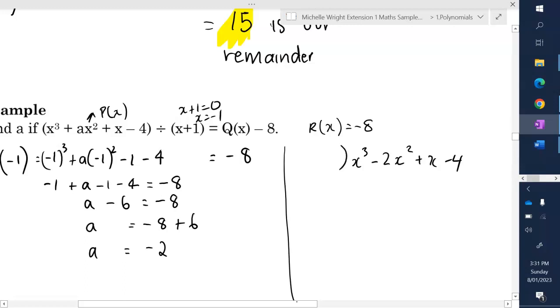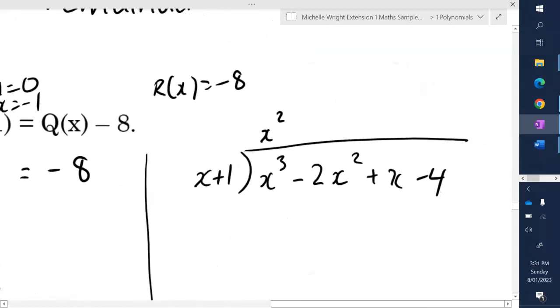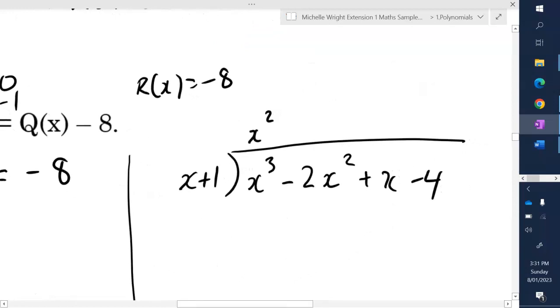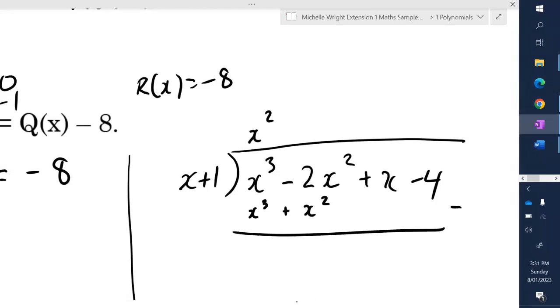I'm going to divide that by my x plus 1, and we'll work out our solution. Just pop that remainder up there, and we'll go and see if we get a minus 8 as our remainder. So how many times is x going to x cubed? It's going to be x squared. Just zoom in there a little bit. Multiplying back out, I'm going to get x cubed plus x squared, and we're going to do a subtraction.